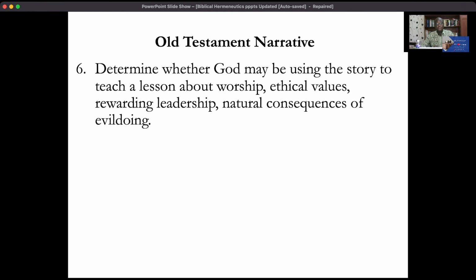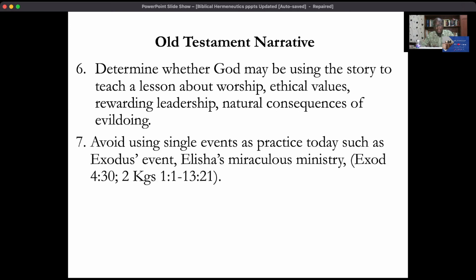The sixth point is that you have to determine whether God may be using the story to teach a lesson about worship, ethical values, rewarding leadership, or natural consequences of evil doing. So just try to find out if the story is teaching something. At the end of the day, you are learning lessons from stories.